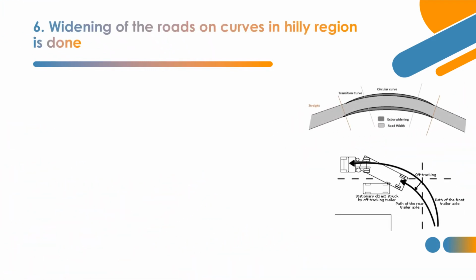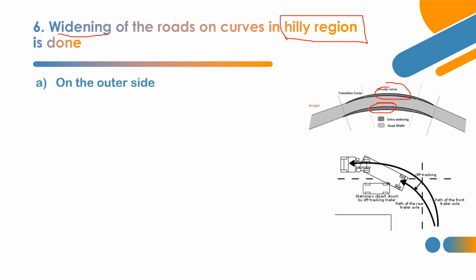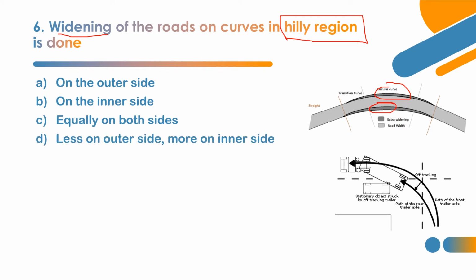Sixth question is based on widening of roads. So widening of the roads and curves in hilly region. In hilly region, how is it done? Option A, on the outer side alone. Option B, on the inner side. Option C, equally on both the sides. Option D, less on outer side, more on inner side.